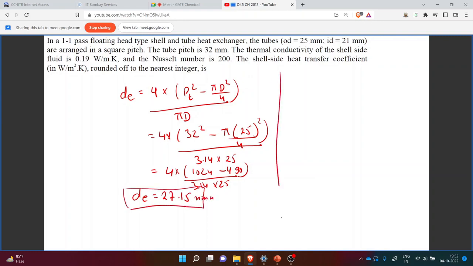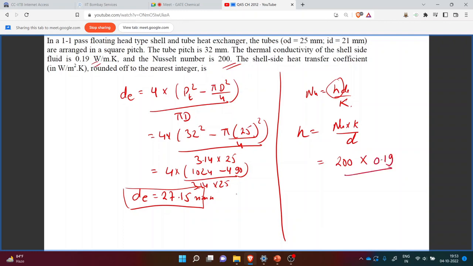Now once we have this diameter, we can use the Nusselt number formula. The Nusselt number is equal to hd upon K. We have to find the shell side heat transfer coefficient. So this will become h is equal to Nusselt number into K upon D. The Nusselt number we have been given as 200, into thermal conductivity, which is 0.19, and the diameter we found as 27.15 mm. You can change it into meters. The final heat transfer coefficient by this calculation will be somewhere around 1399.